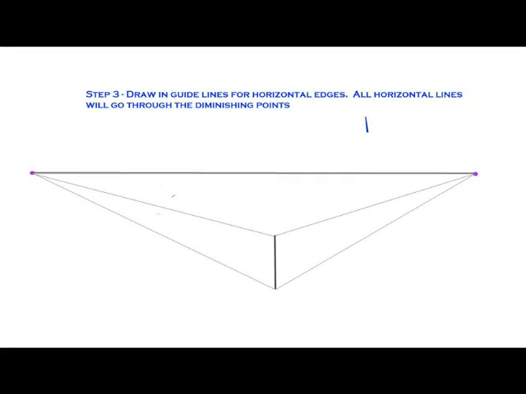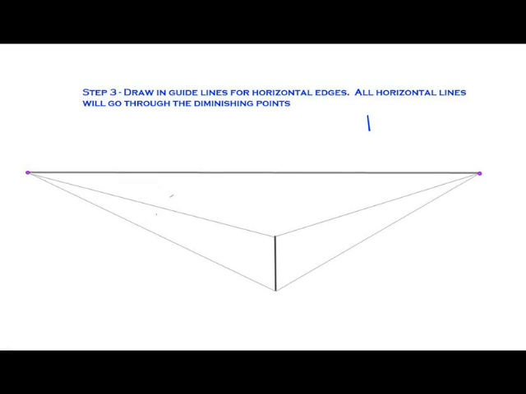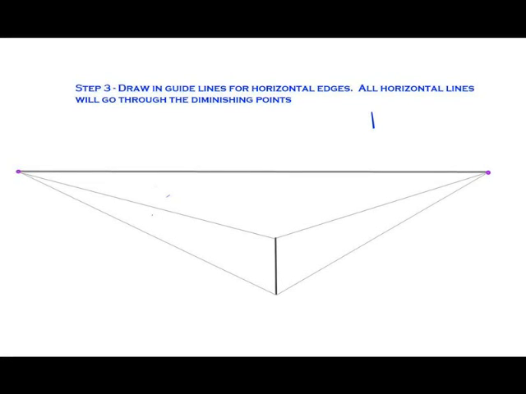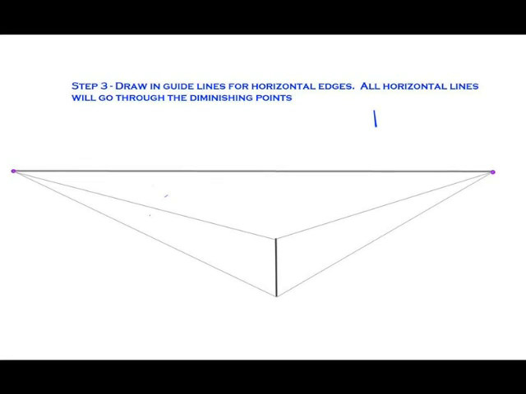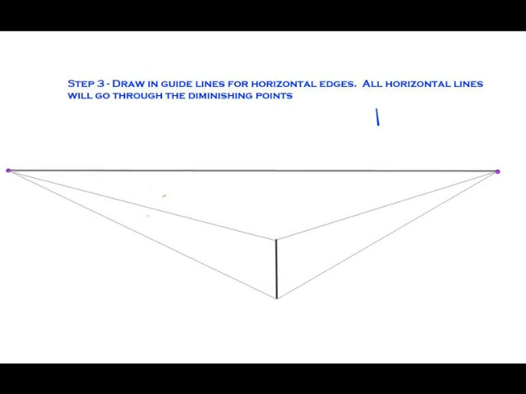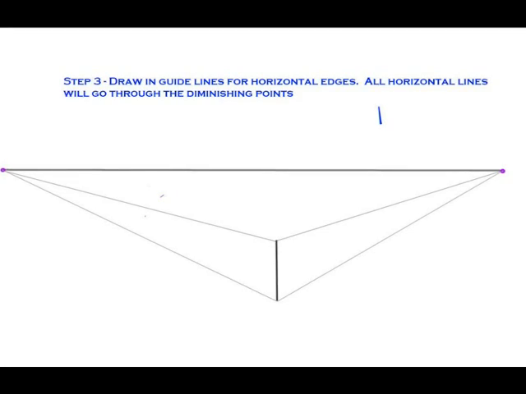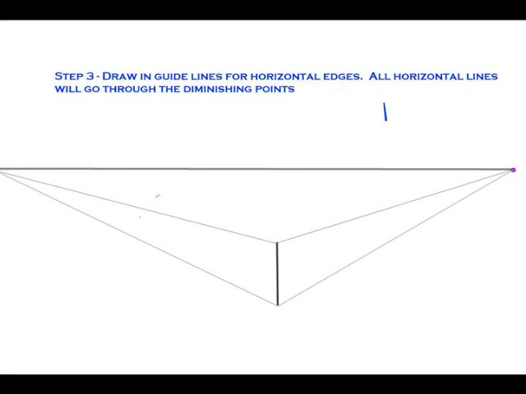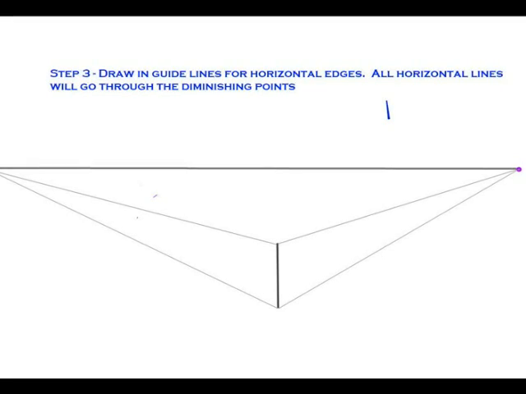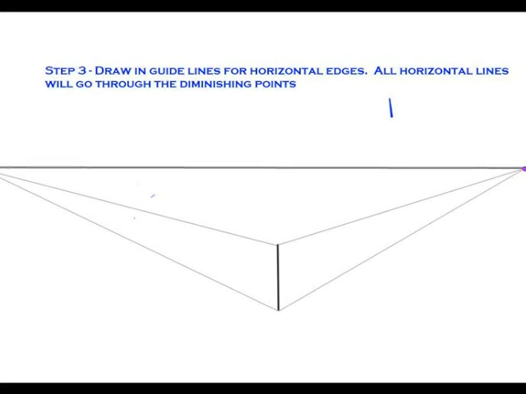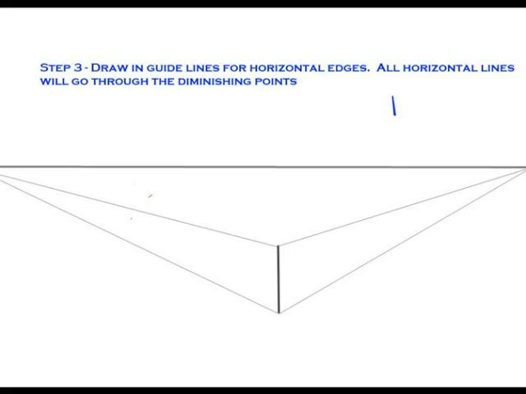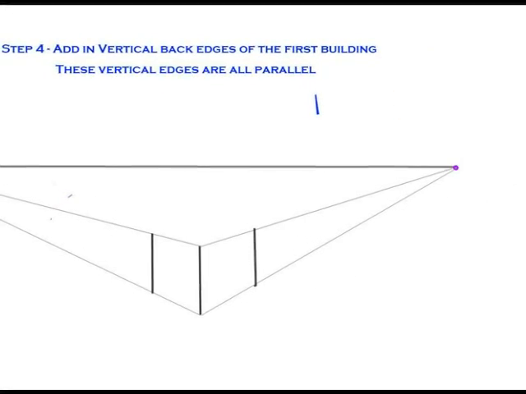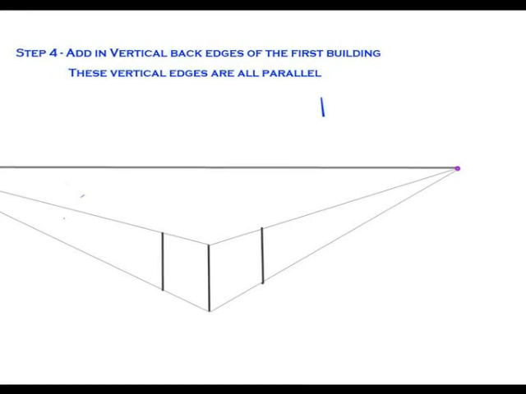Now I need to draw in my guidelines, because I need to draw these horizontal lines all heading to these diminishing points. I'm going to put in lighter gray lines here, and I call those my guidelines, to make sure that I'm drawing lines that are on track to head to those diminishing points. So from the top and bottom of my front edge, I draw these guidelines that go all the way to my 2 diminishing points.